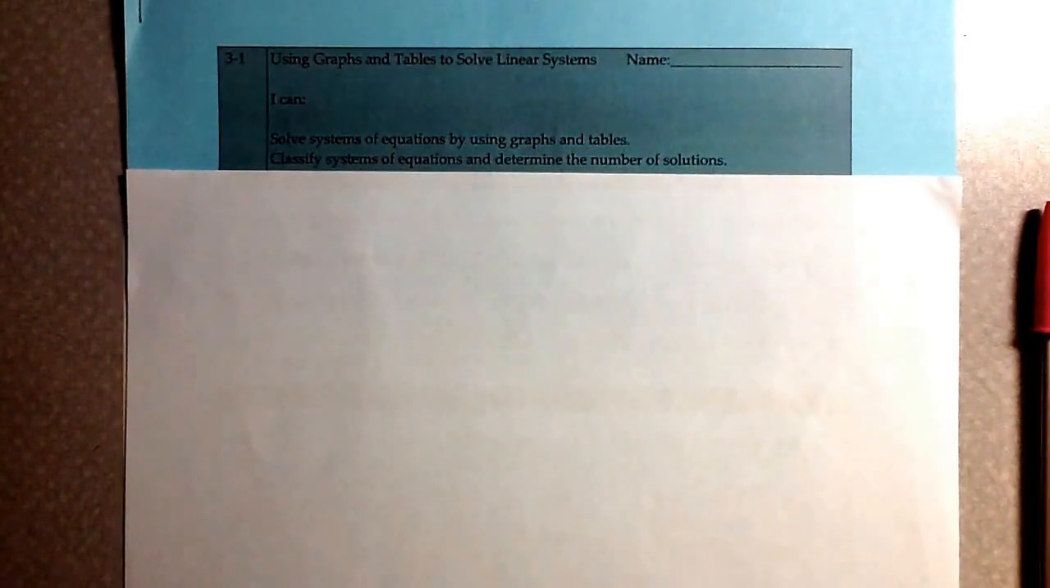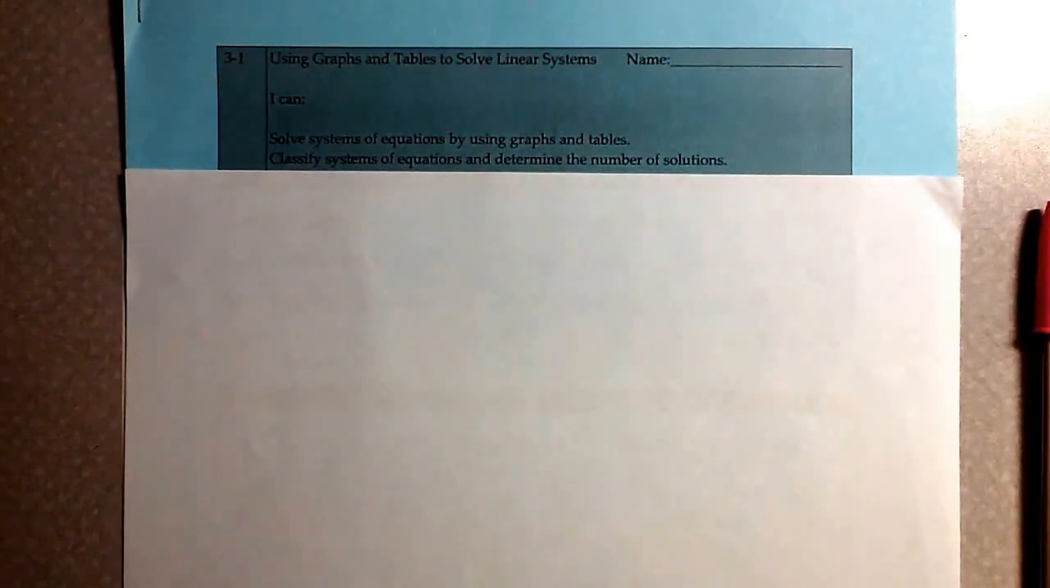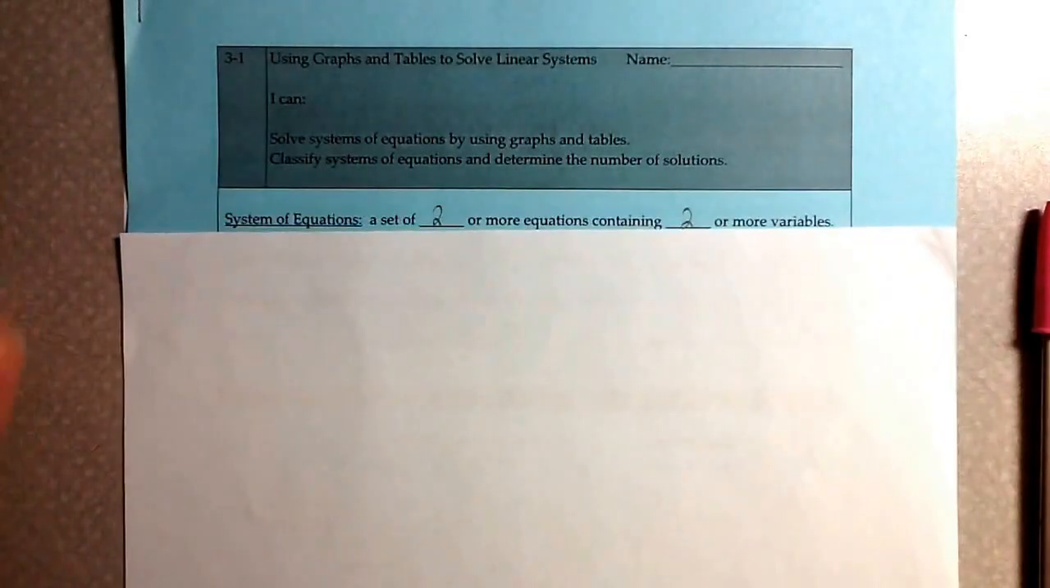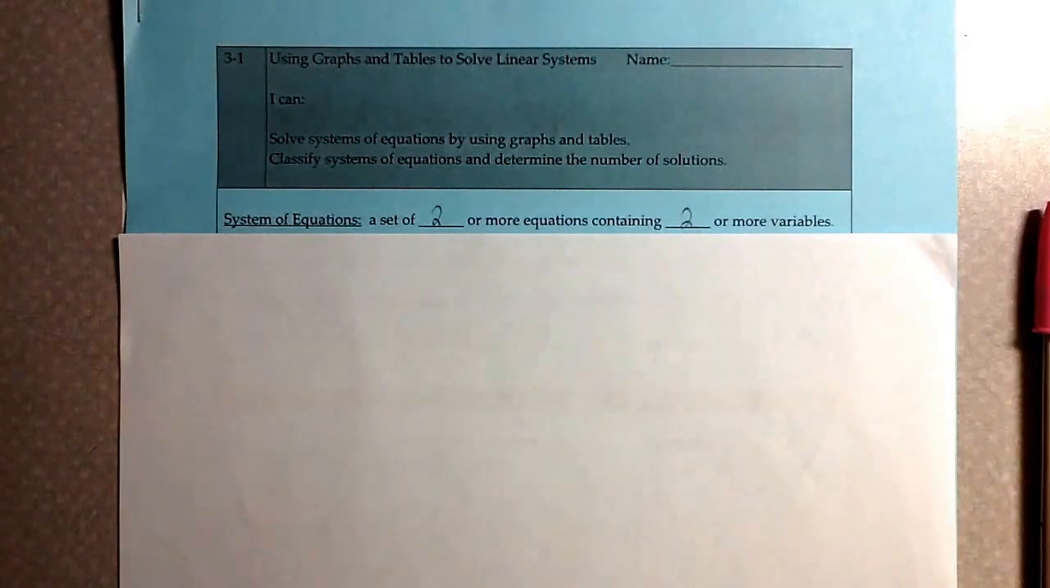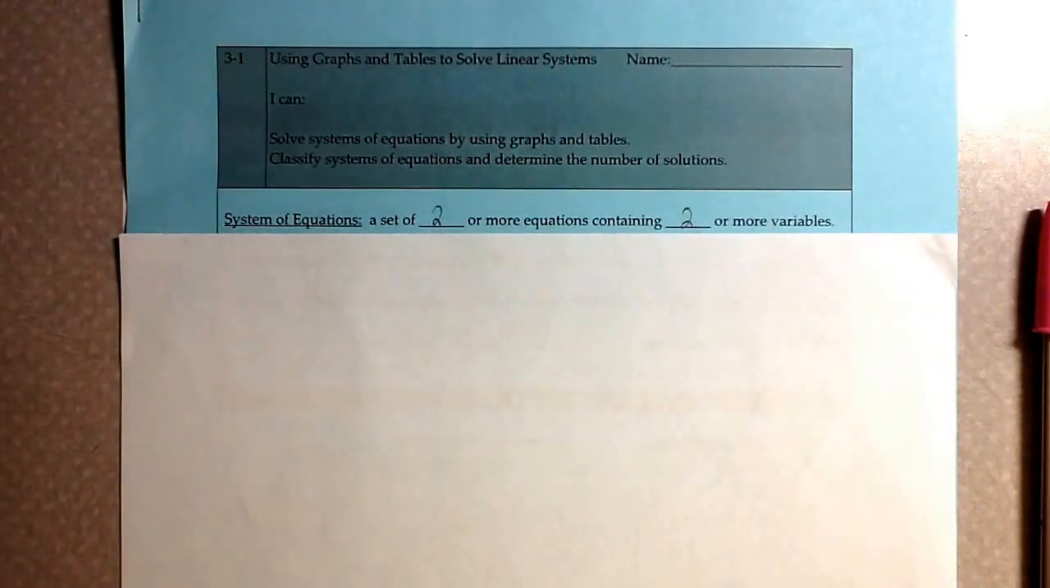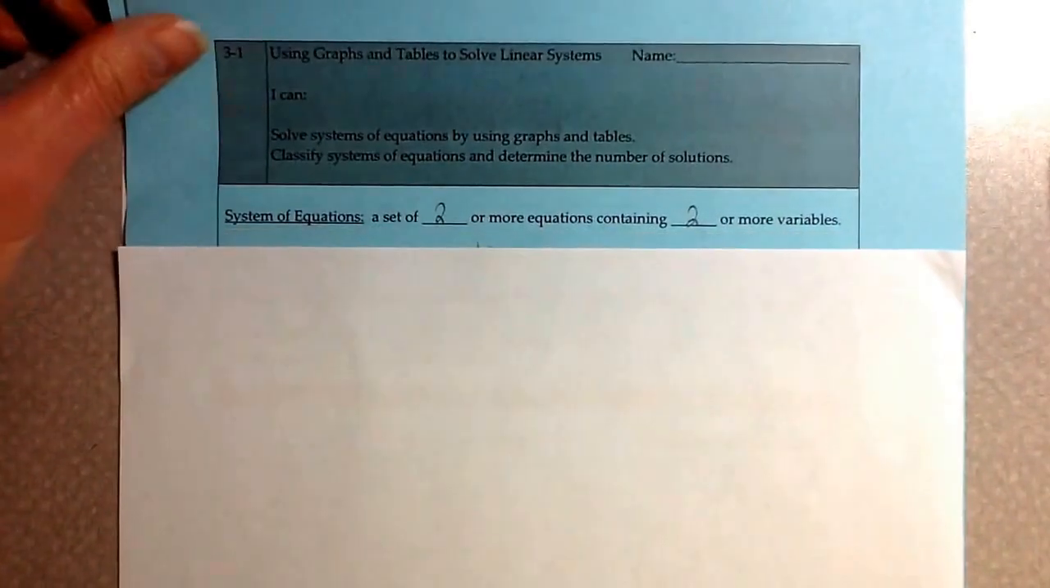In section 3-1, you're going to be using graphs and tables to solve linear systems. So I want you to be able to solve systems of equations by using graphs and tables, and classify systems of equations and determine the number of solutions. So let's first talk about what a system of equations is. That's when you have a set of two or more equations containing two or more variables.